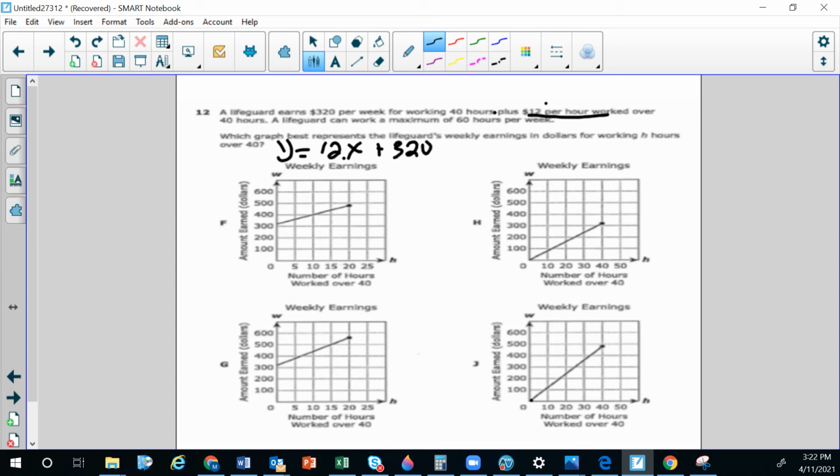And so the question asked now is: which graph best represents the lifeguard's weekly earnings once he hits 40 hours per week? So let's look at the graphs now. The initial value when he hits 40 hours is 320. As you can see, I can eliminate H and J because it's at zero right there.